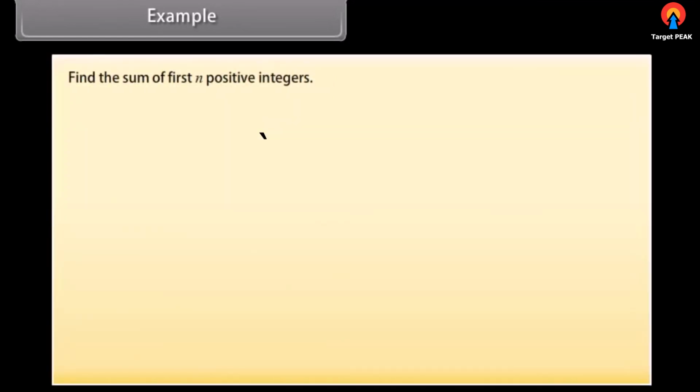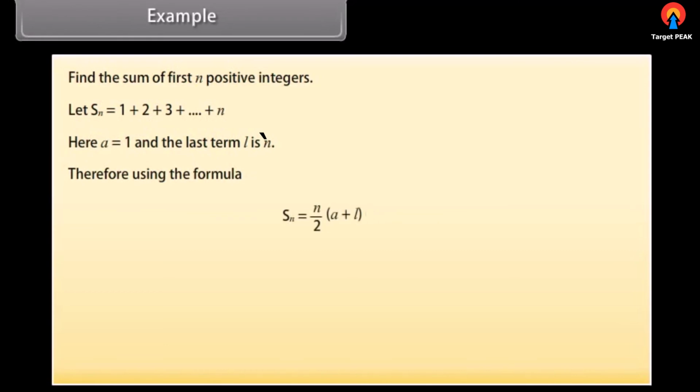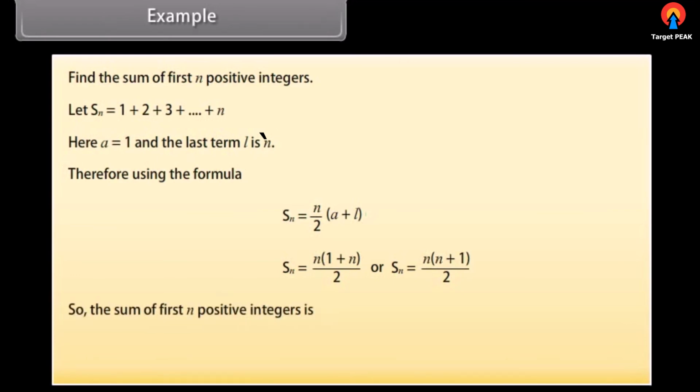Find the sum of the first n positive integers. Let Sn be equal to 1 plus 2 plus 3 plus so on plus n. We can see that here a is equal to 1 and the last term l is n. Therefore, using the formula Sn is equal to n upon 2 into (a plus l), we get Sn is equal to n into (1 plus n) whole upon 2, or Sn is equal to n into (n plus 1) whole upon 2. So, the sum of the first n positive integers is Sn is equal to n into (n plus 1) whole upon 2.